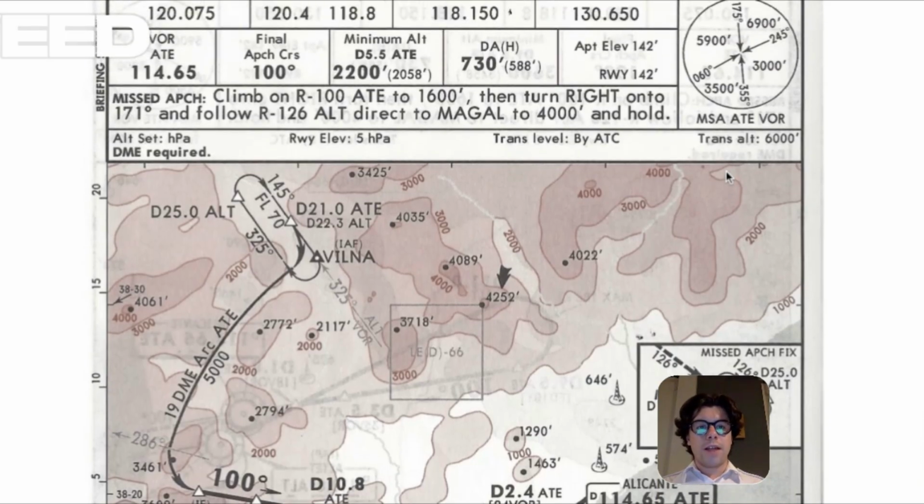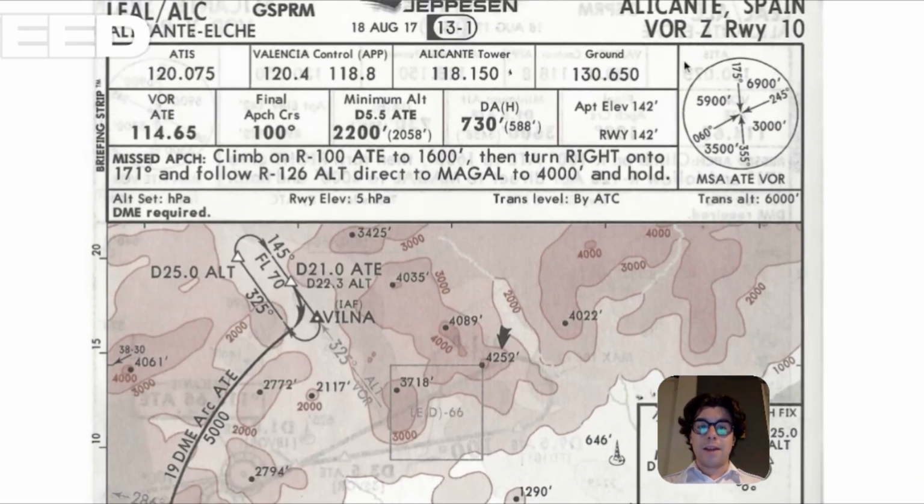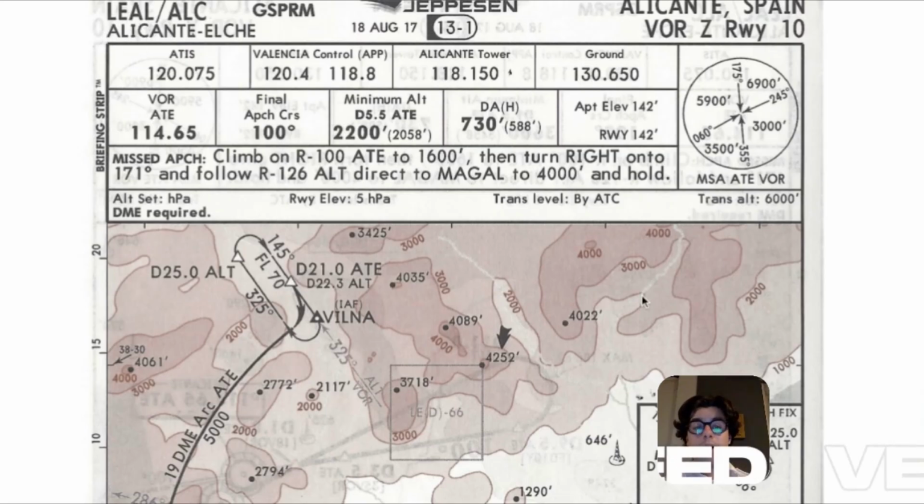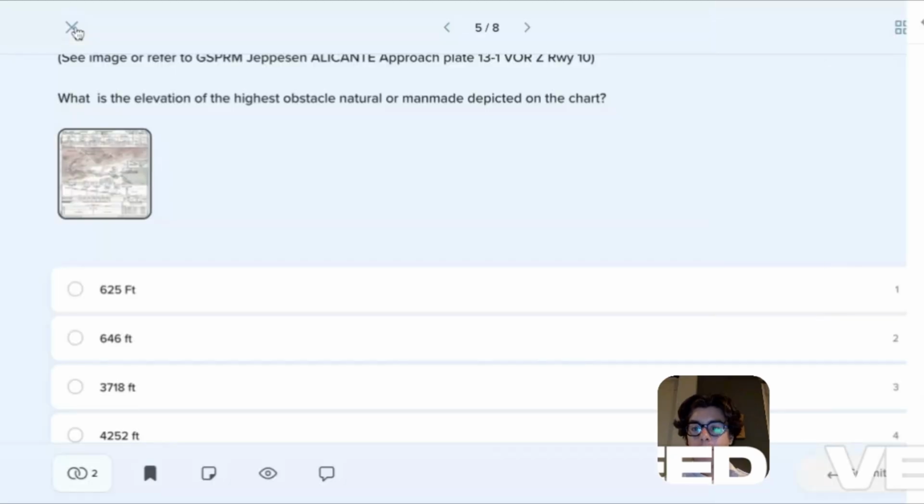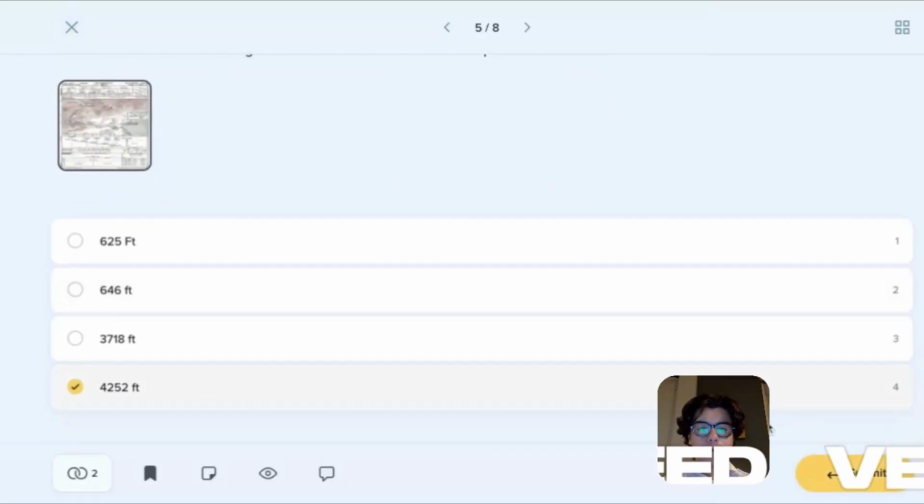And as a bonus, you can see this is what we discussed slightly earlier, about the MSA. As you can see here, it's divided with each sector of the MSA being slightly at a different altitude. So this is possible, and this will always be depicted on the approach chart. So 4,252 feet.